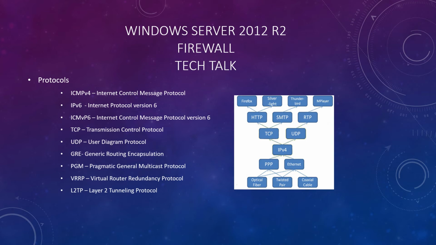VRRP is Virtual Router Redundancy Protocol. Subnet hosts can quickly access the default gateway by using this protocol. L2TP is Layer 2 Tunneling Protocol. It utilizes and allows VPN access.